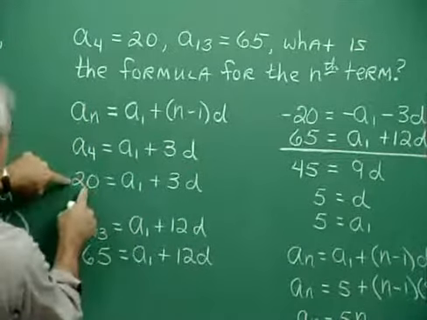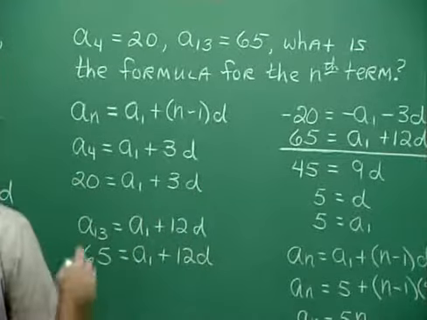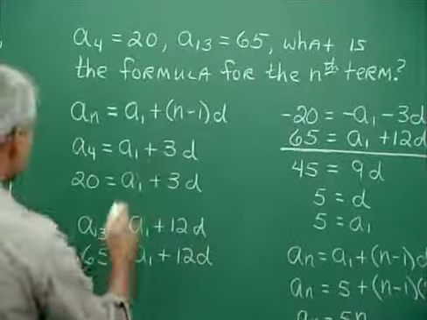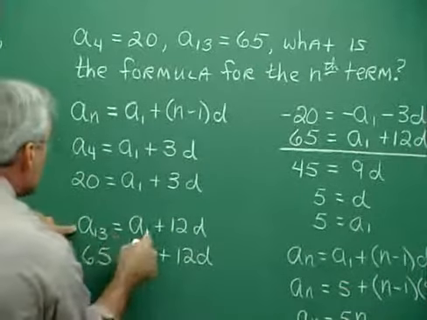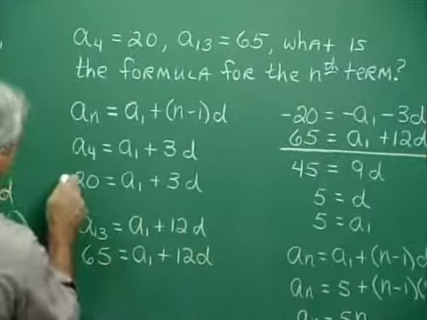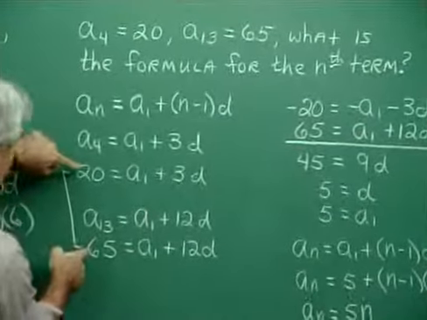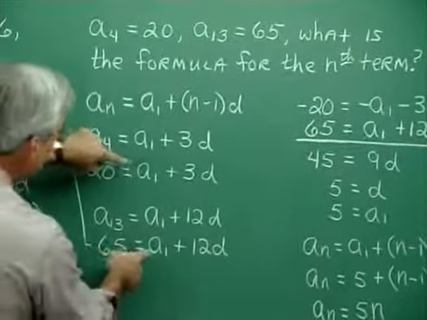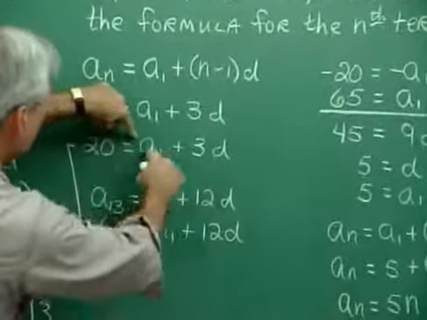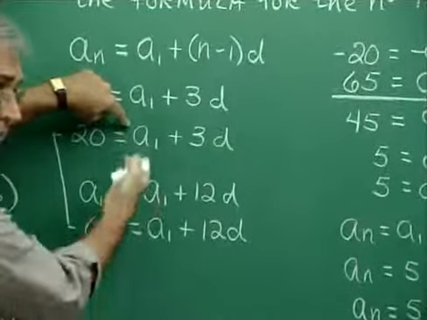So 20 is equal to a sub 1 plus 3 times the common difference. And the information about the other item, a sub 13, is 65. So a sub 13 is the first item plus 12 differences, but a sub 13 is 65. Notice that we have 2 equations in 2 unknowns, and we can solve this as a system of equations. I'm noticing that the coefficients on a sub 1 are alike, so I'm going to multiply through in equation 1 by negative 1 and then add to eliminate the a sub 1s.